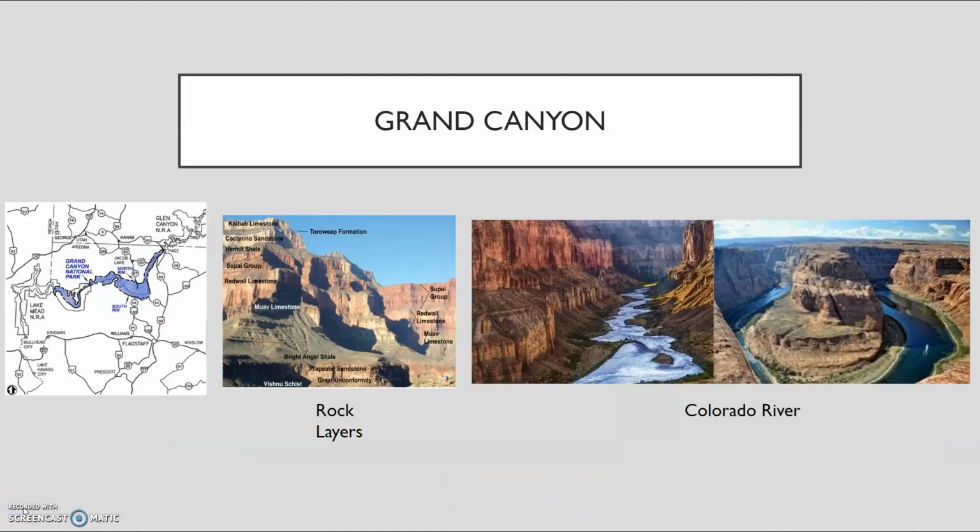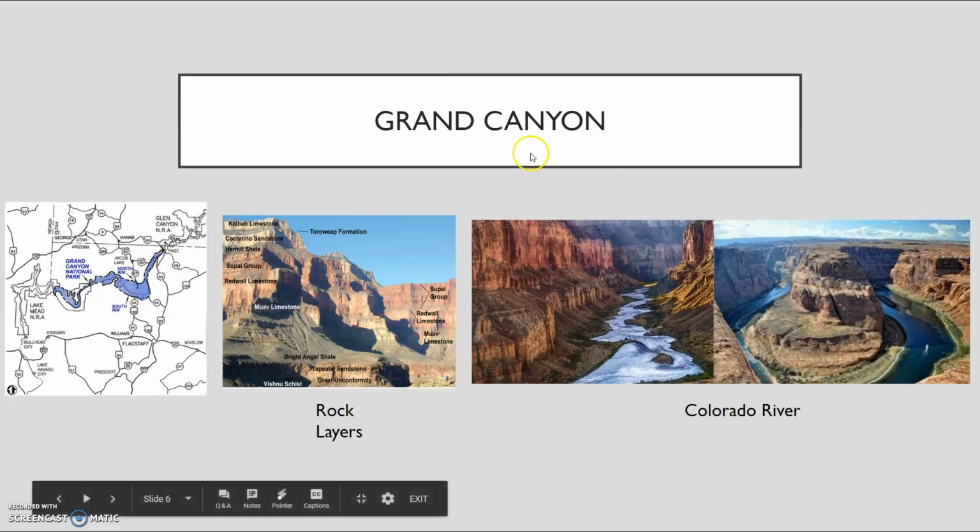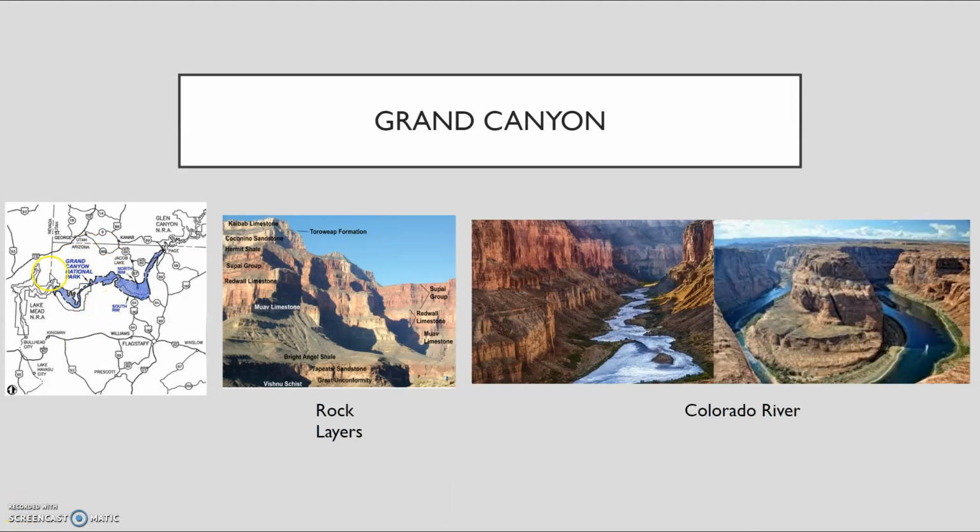So the location I decided to go for was Grand Canyon. The Grand Canyon is located in Arizona, and it is up north. Here is the map of where the Grand Canyon is located. As you can see, it is at the borderline of the Arizona border and Utah border as well.